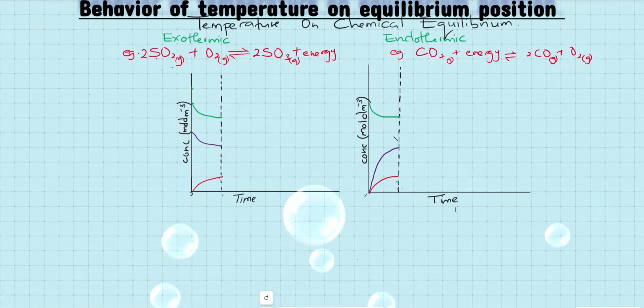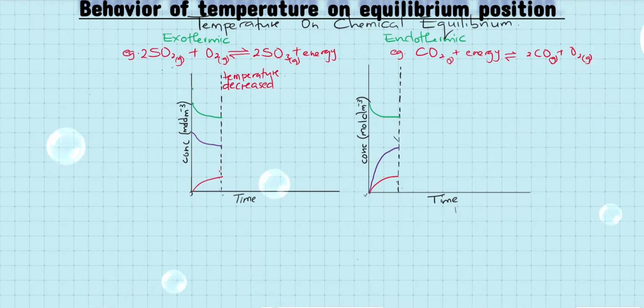For exothermic, it's sulfur dioxide plus oxygen, then we are forming sulfur trioxide plus energy. Then on endothermic, carbon dioxide plus energy, we form carbon monoxide plus oxygen. So we want to see how the equilibrium position shifts when we decrease or when we increase the temperature. So let's see a decrease in temperature here.